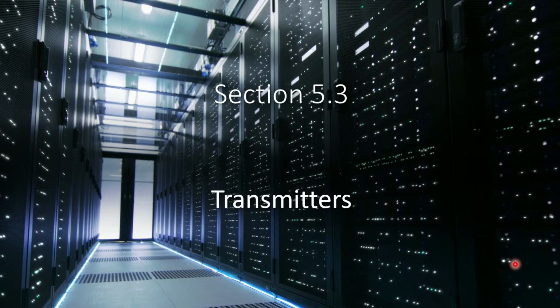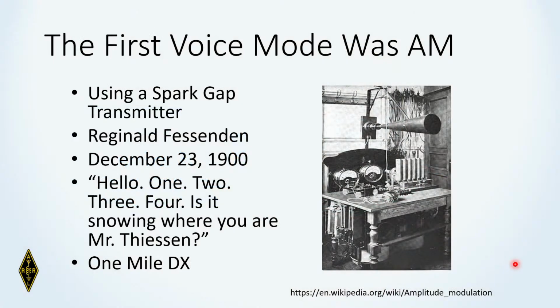I said the other night I thought the first AM transmitter mode was done with an alternator transmitter. It was actually before that. It was with a spark gap transmitter in 1900. Again, there's our Canadian Reginald Fessenden using a spark gap transmitter. He modulated the amplitude and said, "Hello, 1, 2, 3, 4. Is it snowing where you are?" 1 mile. That was the distance that the radio signal transmitted back in 1900.